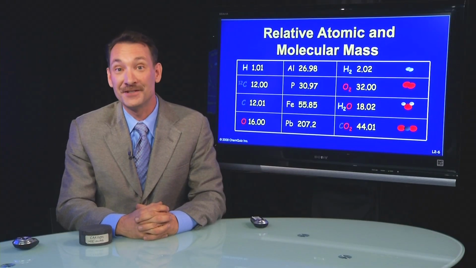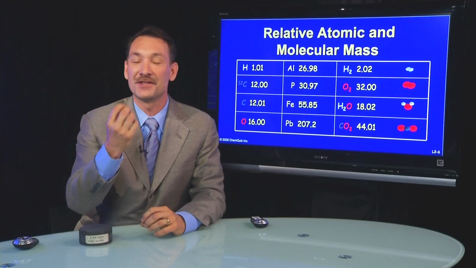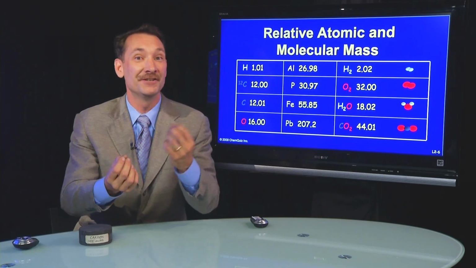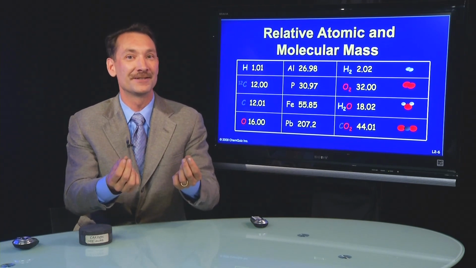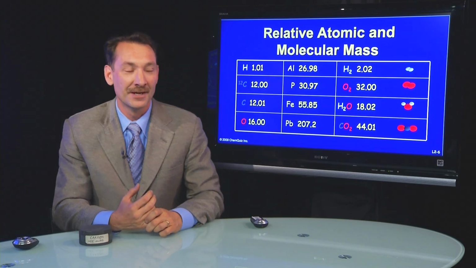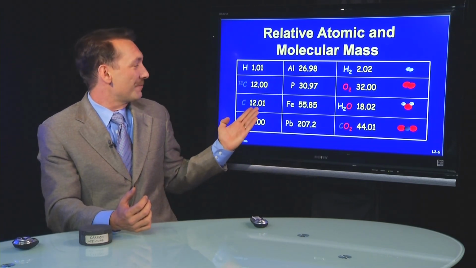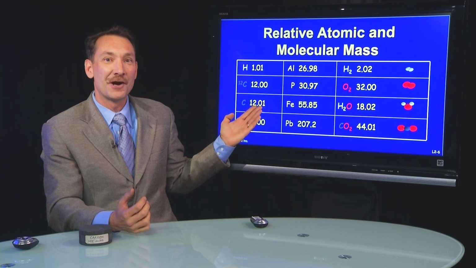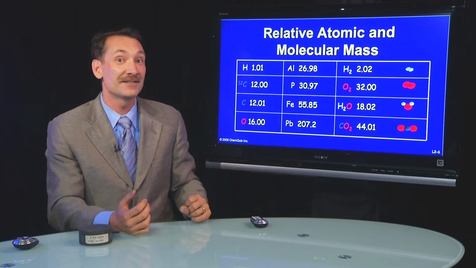Now that we know about isotopes, that is, elements with the same number of protons but a different number of neutrons in the nucleus, it's interesting to look back at our table of relative atomic masses. For instance, here's two entries, carbon-12 and naturally occurring carbon. They have different relative masses.